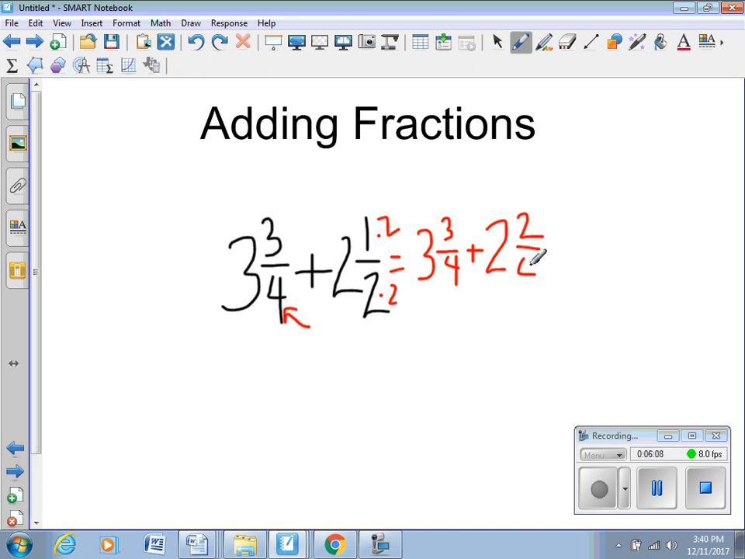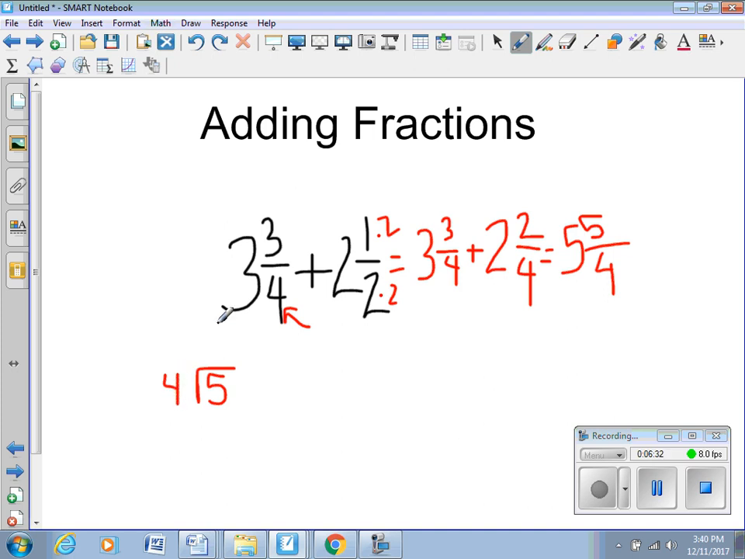Now, I can just add them straight across. So I have 3 plus 2, which is 5. Then I have 3 plus 2 again, which is also 5. And then I don't add my denominator. So what I have here is 5 and 5/4, which is a mixed number with an improper fraction. So I need to change that improper fraction into a mixed number.